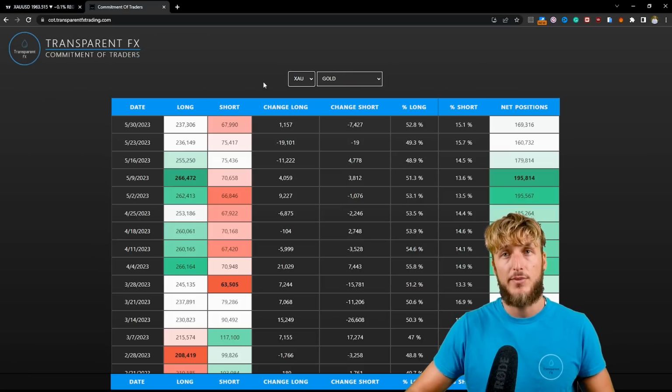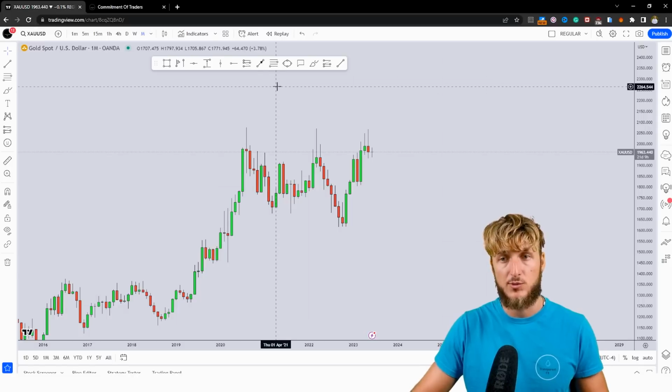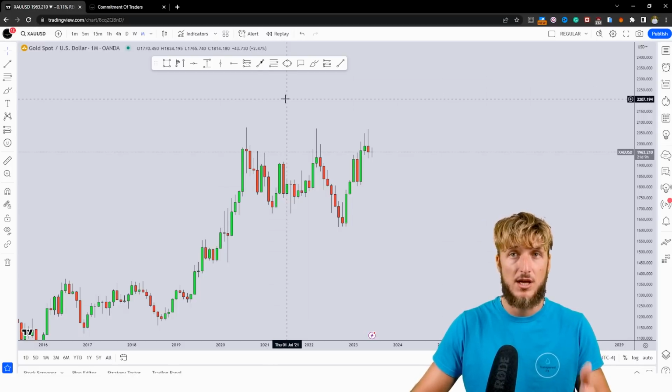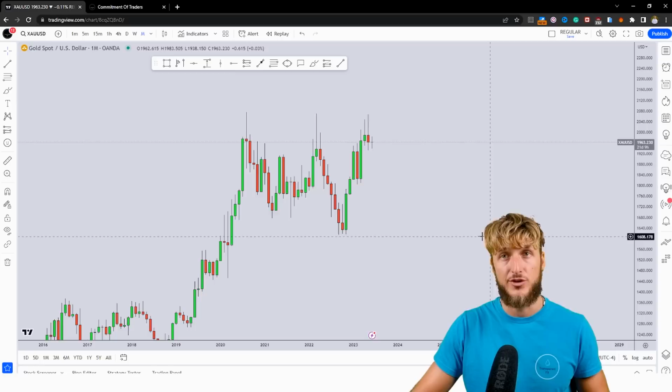And by the end of the video, by using the combination of these two different types of analysis, we will try to understand where we have the highest probability for the next potential move here on this pair.